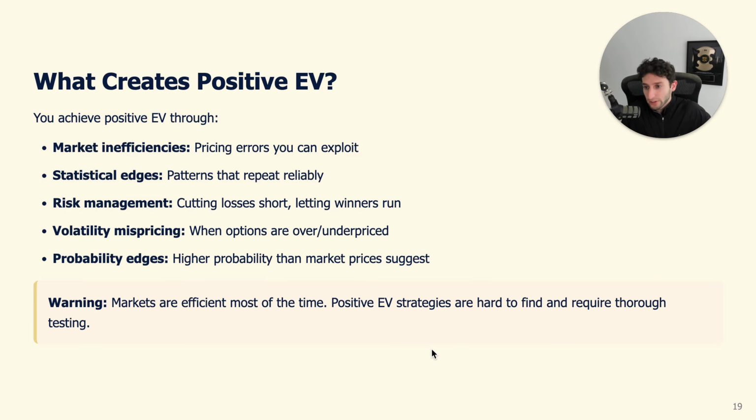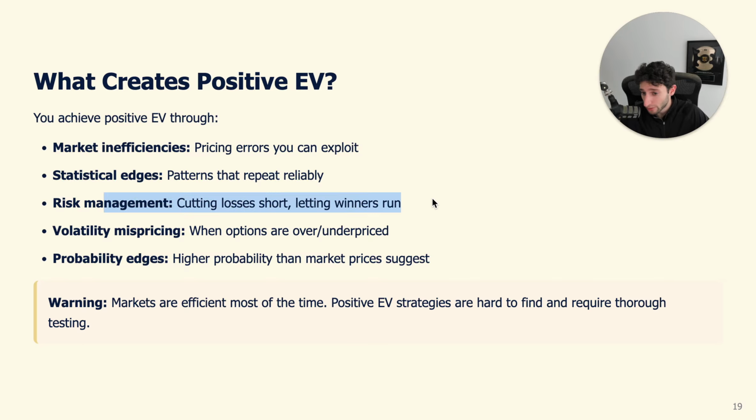So how do you actually create positive EV? How do you actually get the edge? That's the most important thing. Well, there's a few different ways to do that, right? Market inefficiencies. If you are different pricing errors that you can exploit, that's going to help you out. Statistical edges, right? There's certain patterns, supply demand, support resistance that you find work over time.